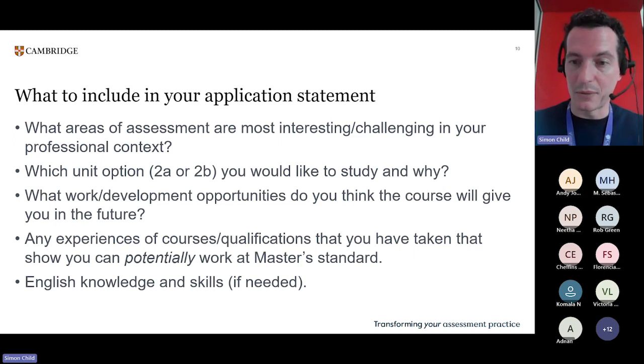So the Cambridge Assessment Network offers a range of courses on educational assessment. If you have taken some of those and you've completed them, feel free to put that information in, because again, that gives us a strong indication about your interest in educational assessment, but also at the same time, because those courses are online and you have to work independently and so on, it gives us a strong indication of your ability to work independently. And then finally, any information that you again have about your English knowledge and skills.